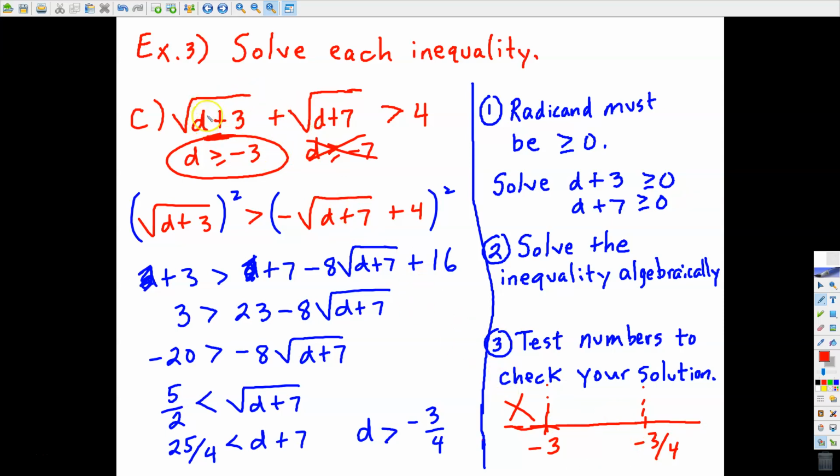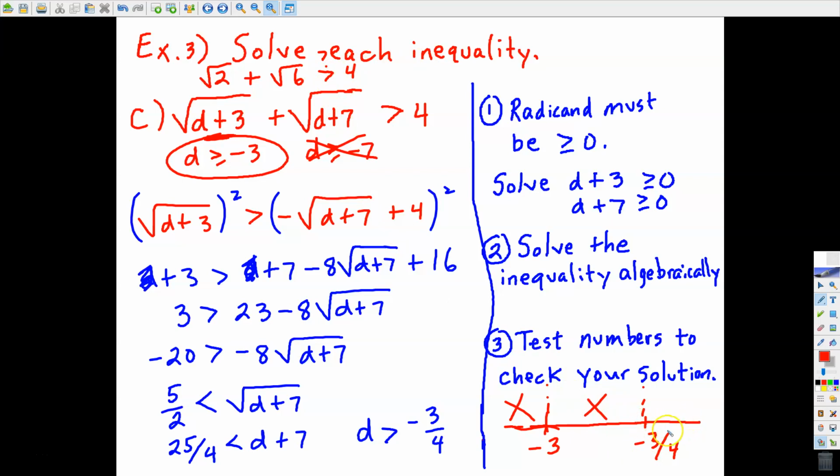So if I let d be -1, I get the square root of 2. And here I get the square root of 6. And I want to know if that's greater than 4. If you have to go to your calculator, let's do the square root of 2 plus the square root of 6. And that's 3.863. Obviously not greater than 4. So these do not work.